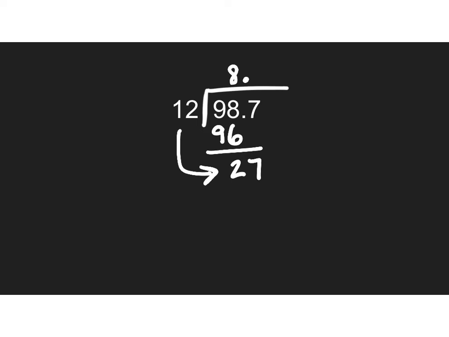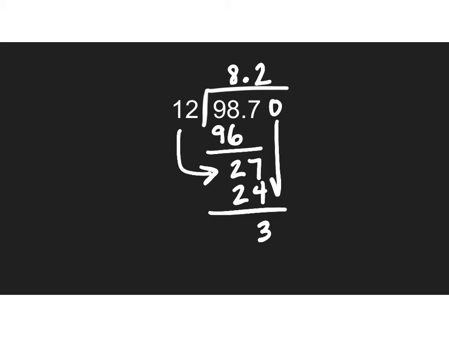So already I made 8 groups of 12. Now I'm going to see how many partial groups I can make. So 12 goes into 27 2 times. Don't forget that decimal, that stays there. 2 times 12 is 24, and that leaves me with 3.